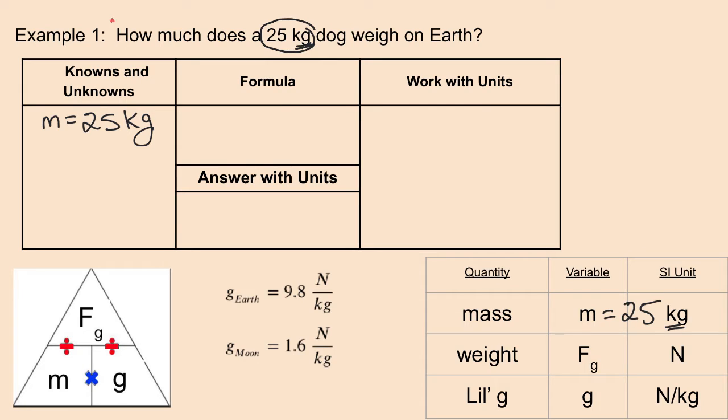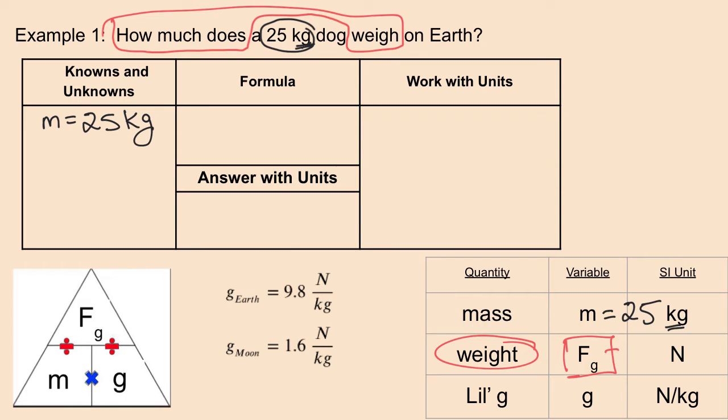Okay, there's also, it says, how much does it weigh? Right? So how much does it weigh is asking me for the weight. So I know that I'm going to be looking for Fg, and it's going to be a certain number of newtons. So I know that newtons is going to go right there for my answer, because that's what I'm looking for. And I can write F sub g equals question mark.